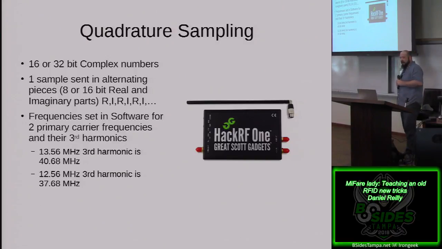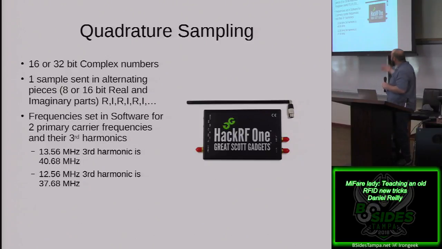Quadrature sampling is simply the combination of a complex number. It gives you the real part, then it gives you the imaginary part, and it just keeps flip-flopping back and forth. So you take any 2 readings of an R and an I, and you get back a complex number.